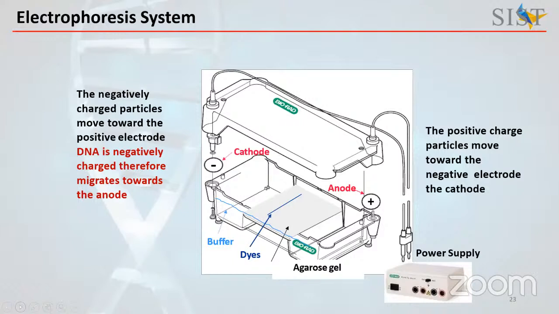So here the gel is placed in the center and they are connected to the cathode and the anode of the electric supply. And in the wells is where we load the DNA sample along with the loading dye, and buffer is poured on top of the gel so that it is covering the entire gel.